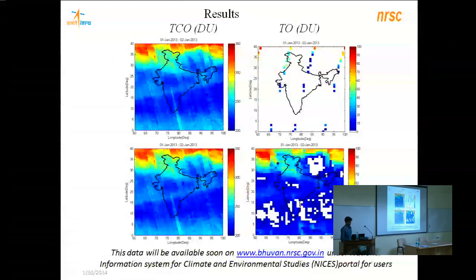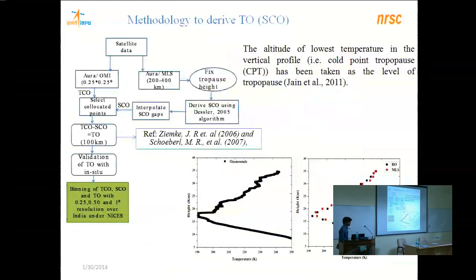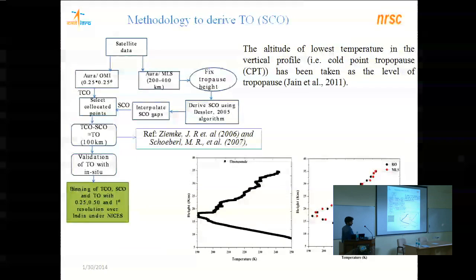What is that? Horizontal axis and vertical axis? This is temperature versus height. Before calculating stratospheric ozone, we fix the tropopause height. So where is the tropopause? At 15 to 18 kilometers. Tropopause is the altitude of the lowest temperature. The vertical axis is height.